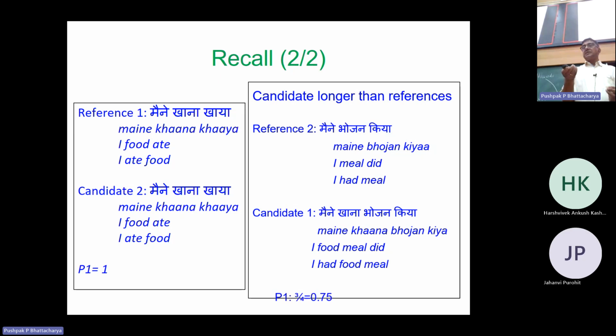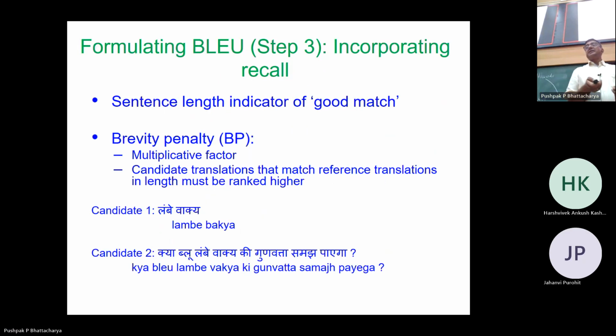But let me come to the main point here. The main point is that the sentence length is an indicator of good match. So if the candidate translation's length is extremely different from the reference translation, then we can be sure that the translation quality is suspect. So what was introduced is a correction factor. Just like clipping was a correction factor, brevity penalty was another correction factor. It is a multiplicative factor. Candidate translations that match reference translations in length must be ranked higher. Okay, that is the requirement.